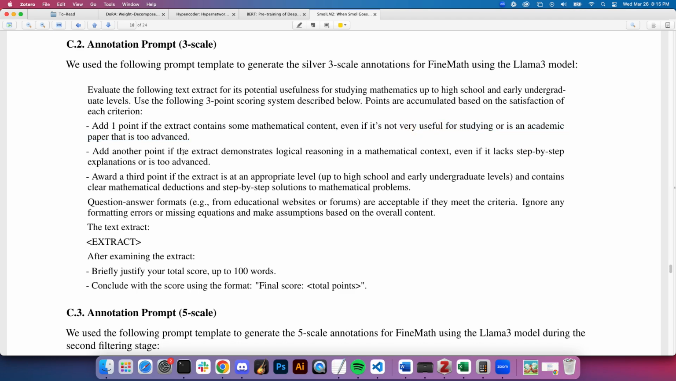Add another point if it demonstrates logical reasoning in a mathematical context. A third point if it's at the appropriate level and contains clear deductions, step-by-step solutions; ignore formatting errors or missing equations, and make assumptions based on the overall content. Then the text extract, and after examining the extract, briefly justify your total score, and conclude with the score format, final score, total points. So that's a 3-point scale.